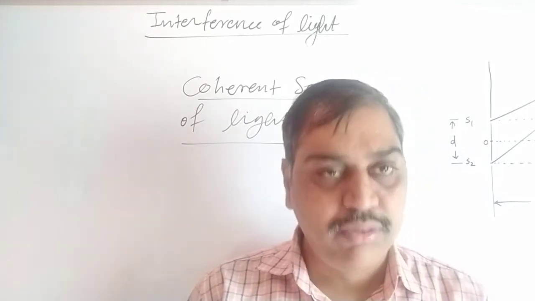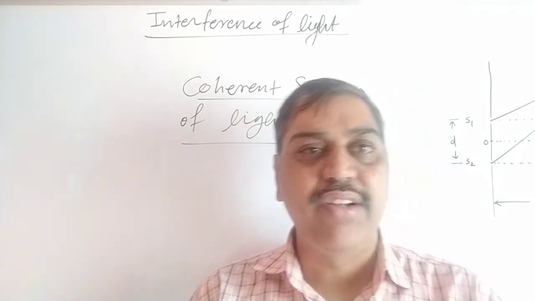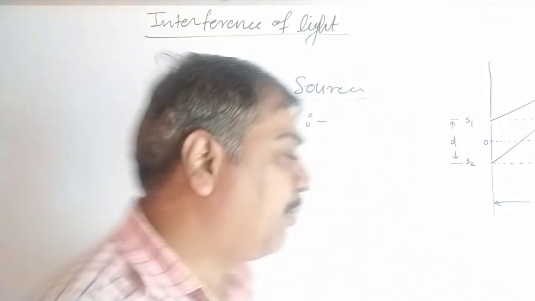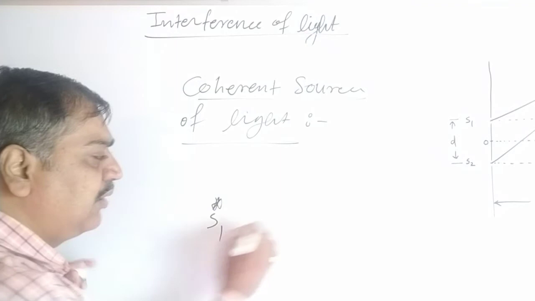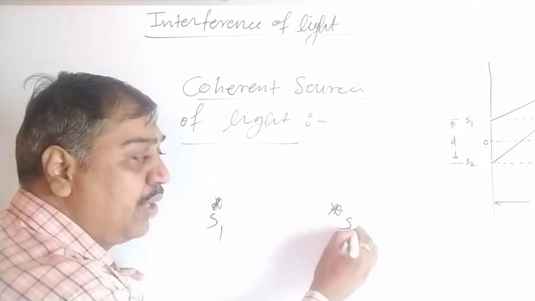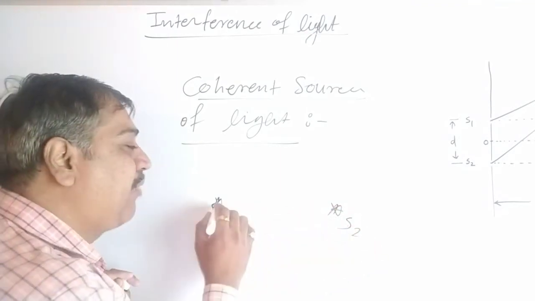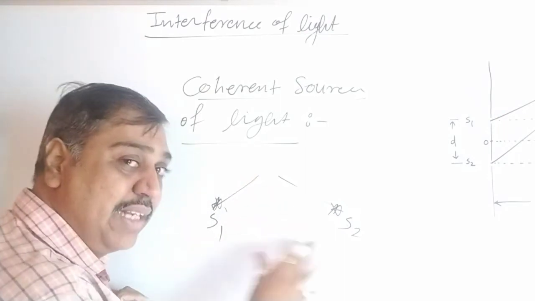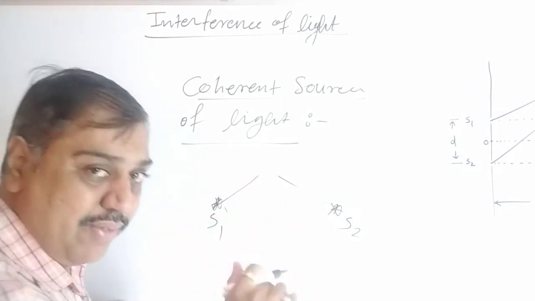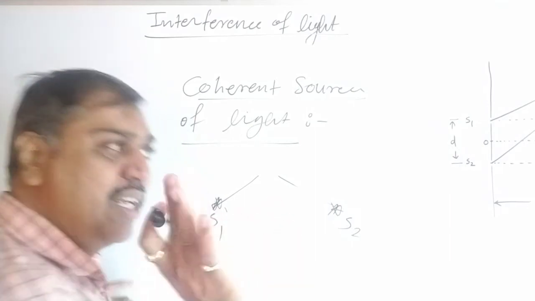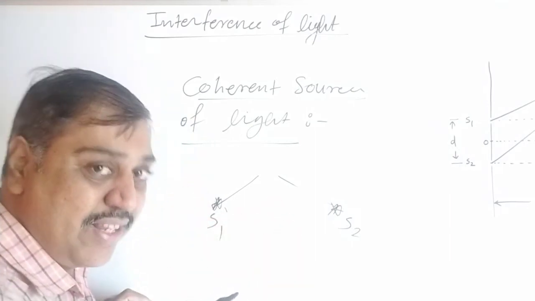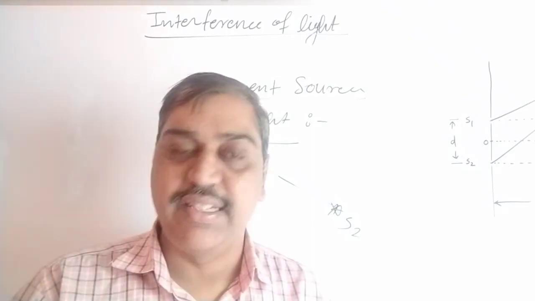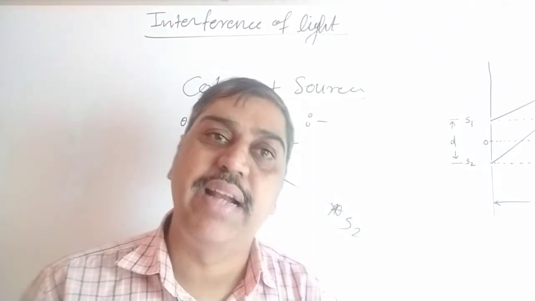Same thing we have to do further. If you take two different light sources, suppose this is S1 and this is S2, then the light coming from them, even if they are in the same phase, there may be a problem with the frequency. If they have the same frequency, there may be a problem with the phase. That's why we can't get a well distinct interference pattern. That's why it is essential to take two sources of light that are coherent.